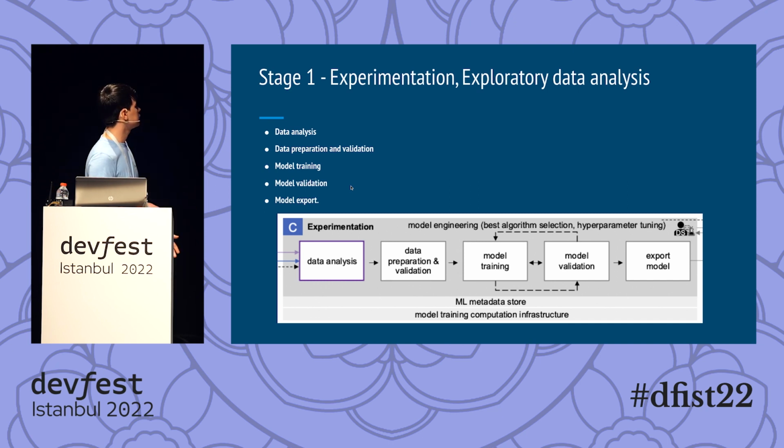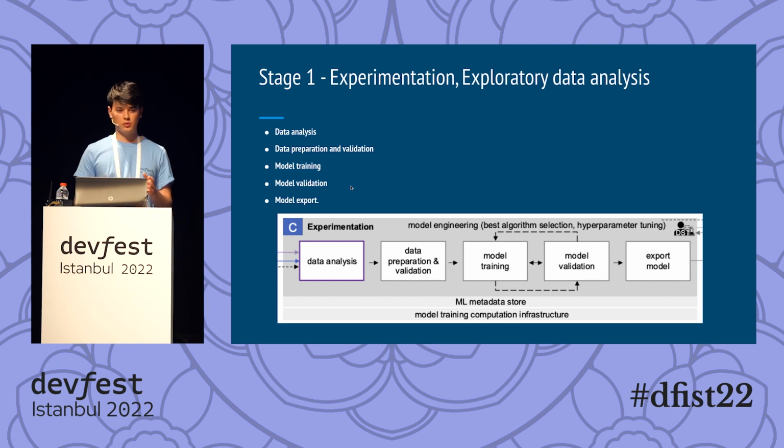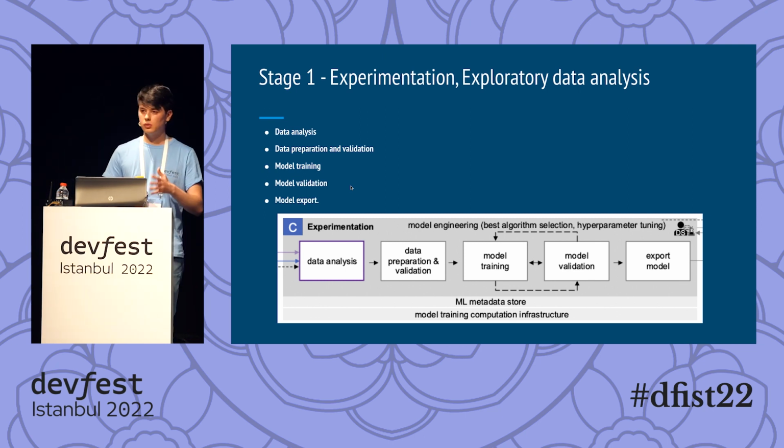In this stage, we have data analysis, data preparation and validation. Then we train a model, validate it, and then export it to the next stage. Often at this stage most of the projects fail, because the data cannot meet the requirements of the project, or the data is not needed for the project. So in order to start the overall project, we need to get the right data with the right parameters.